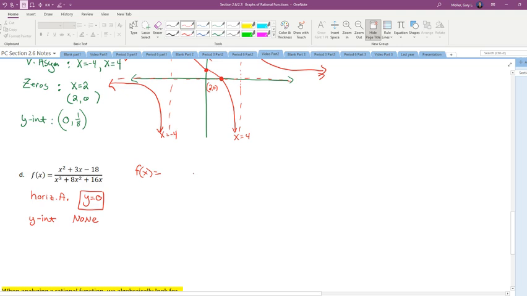6 times 3 is 18, 6 minus 3. So looks like we've got a 6 and a 3. And positive 6 minus 3. On the bottom, I'm factoring out an x first.